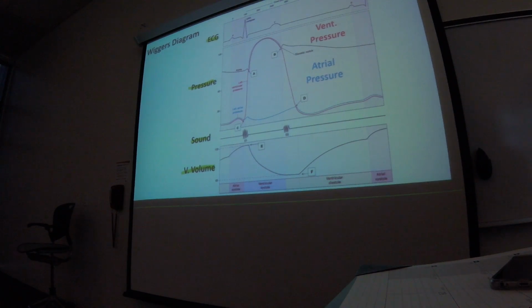I just want to point out a couple quick things. You can notice that here, spot C, and this part B here line up with the lub and dub sounds. So hopefully from there you can tell me what's happening at point C and point B. You have the aortic pressure here too, and so hopefully that tells you something about what's happening in A and B as well.